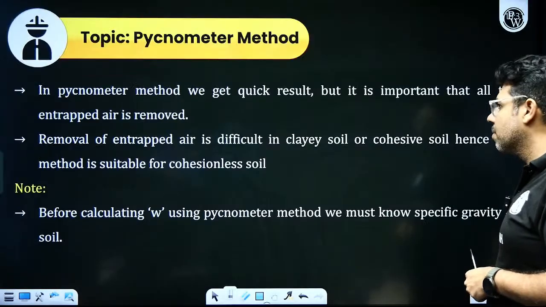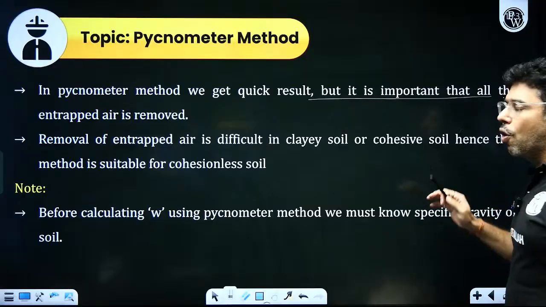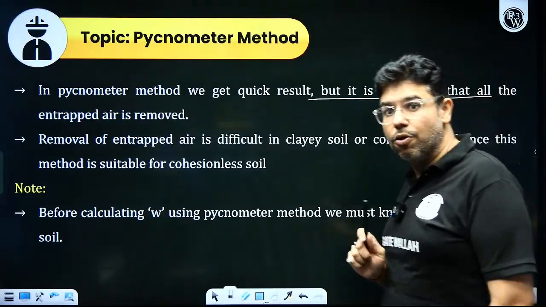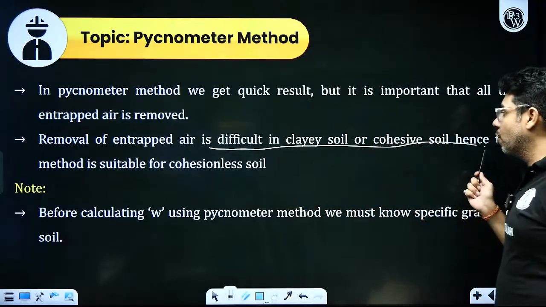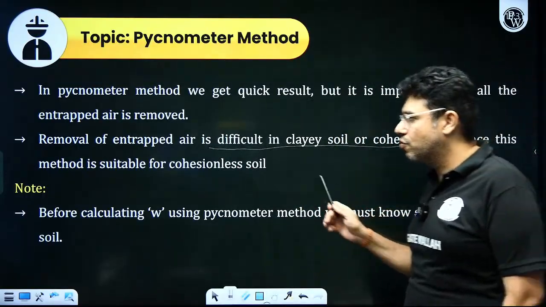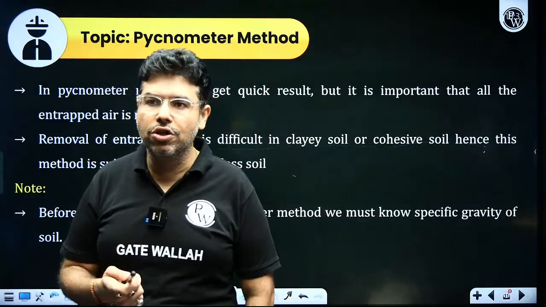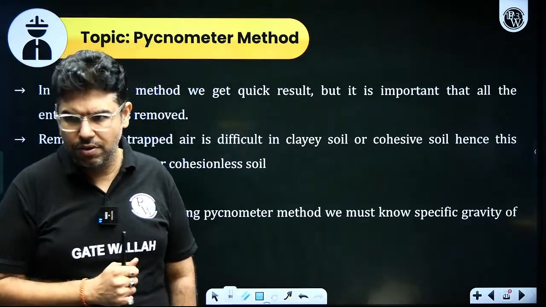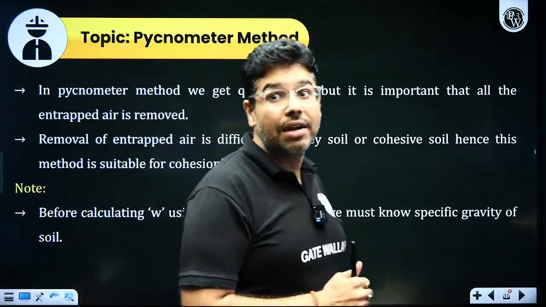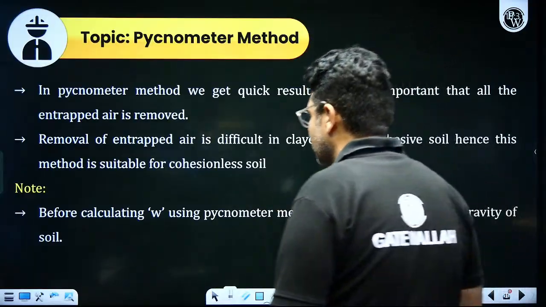So in the pycnometer method, we get a quick result, but it is important that all the entrapped air is removed. Removal of entrapped air is difficult in clay soil or cohesive soil. Hence, this method is suitable for cohesionless soil, not for cohesive soil. Cohesive soil means sticky soil, fine-grained soils. Cohesionless soil is like sands and gravels, which will not stick. No attraction between the particles.